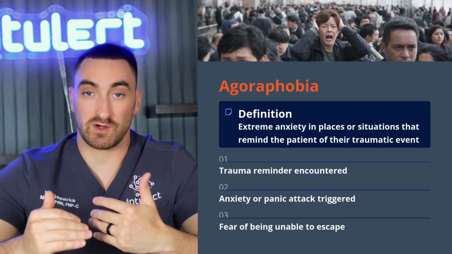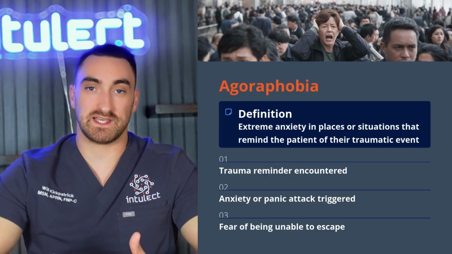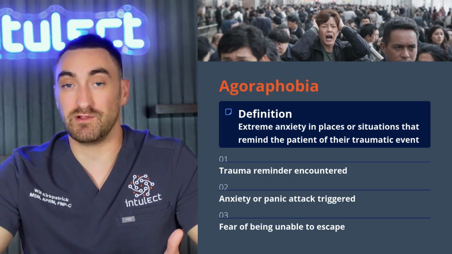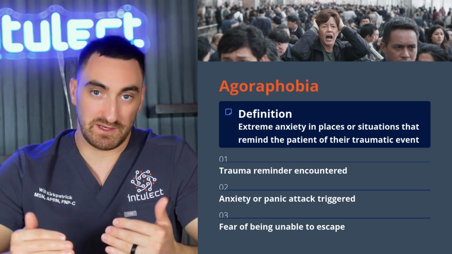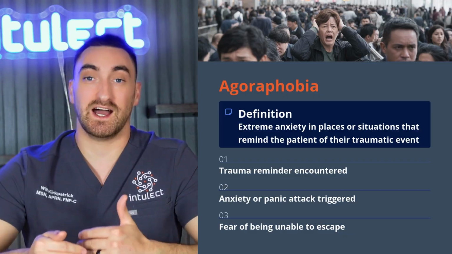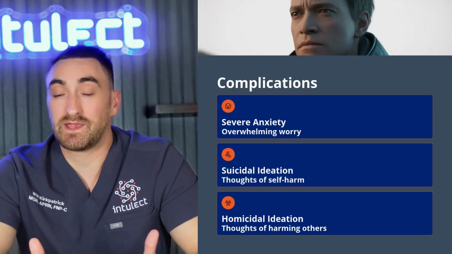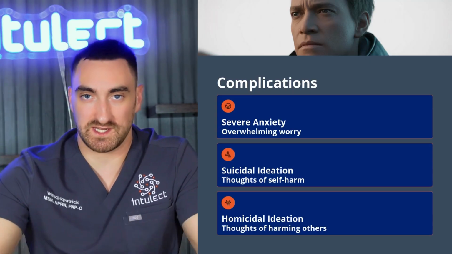Another thing could be agoraphobia, which basically means they have extreme anxiety in certain places or with certain things that remind them of the traumatic event, where if they do have an anxiety or panic attack, it's not easy to escape. So complications from that, of course, once again, anxiety.